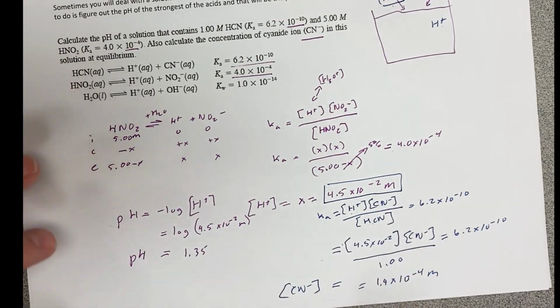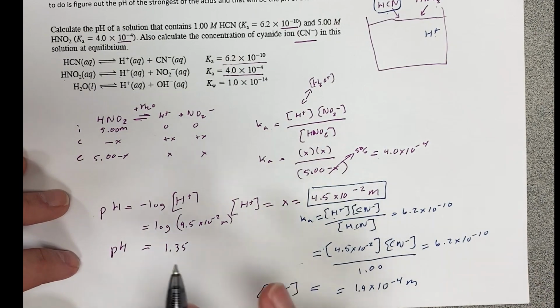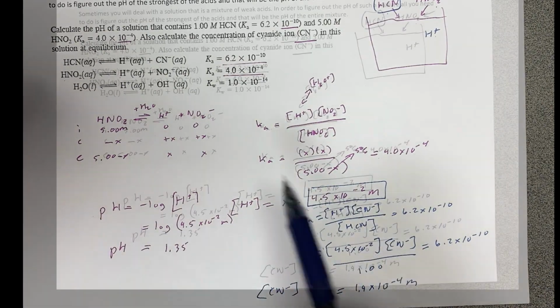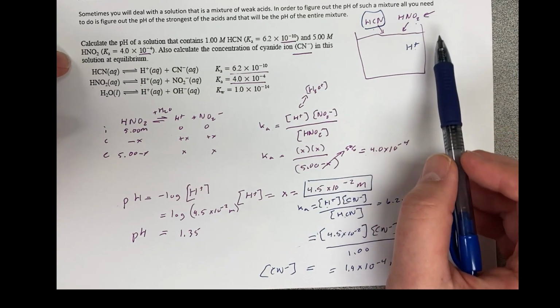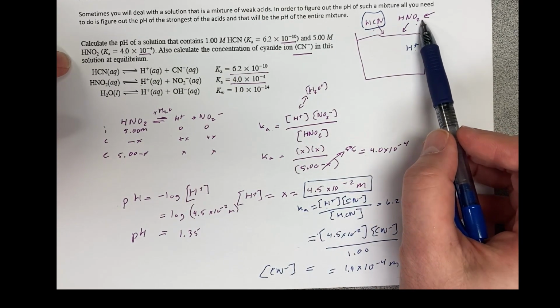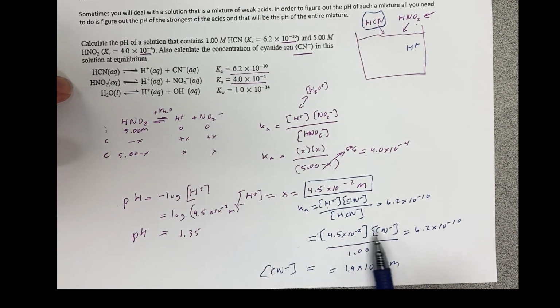Now this is kind of a snapshot on this. We can go more in depth, but the cool thing about it is that anytime you have a mixture of acids, you can always figure out the pH from the strongest of the two acids, and then the amount of H plus that you get from that original acid can be used in the equilibrium problems of any of the other acids in this problem.